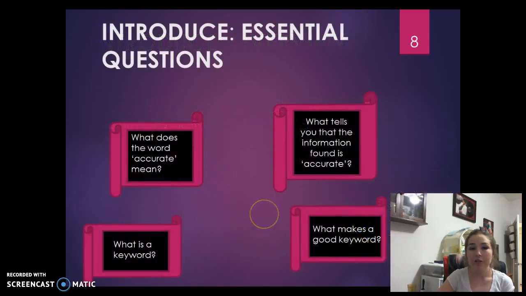There will be 4 essential questions. What does the word accurate mean? What tells you that the information found is indeed accurate? What is a keyword? And what makes a good keyword?